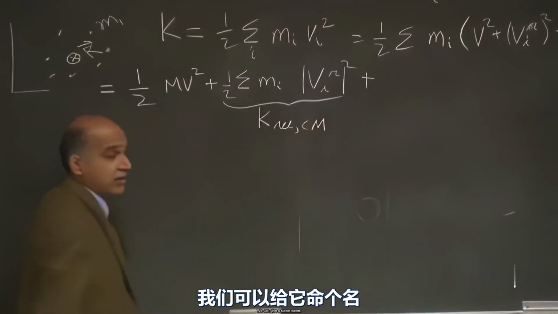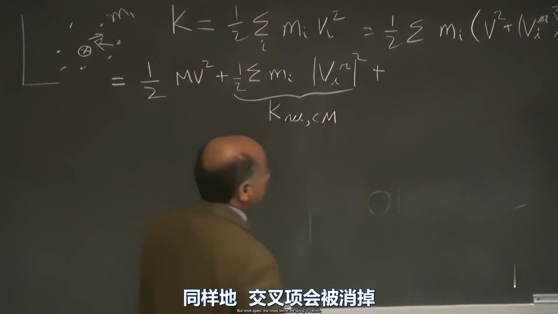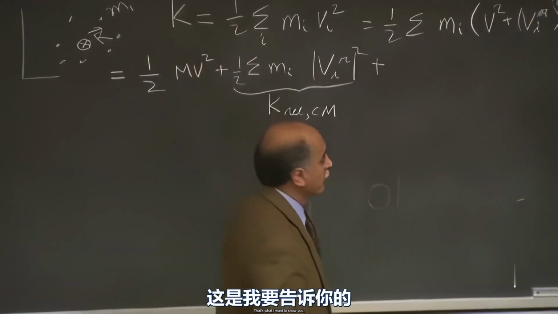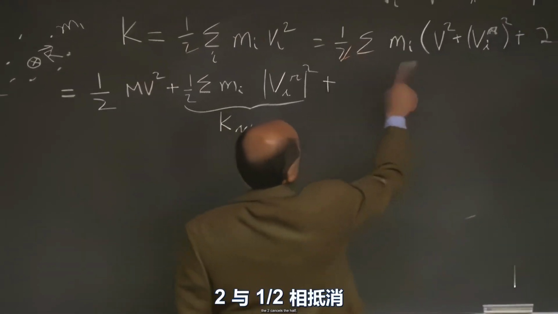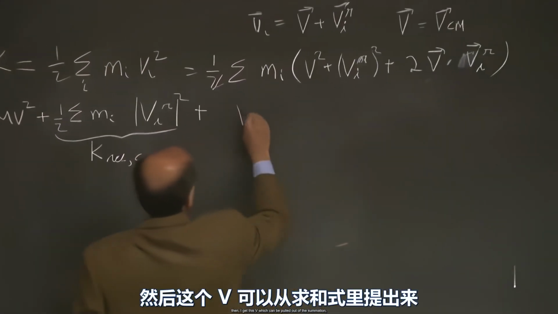We can give it some name. It's whatever it is. But once again, the cross terms are going to vanish. That's what I want to show you. Let's look at the cross term. The 2 cancels the half. Then I get this capital V can be pulled out of the summation.